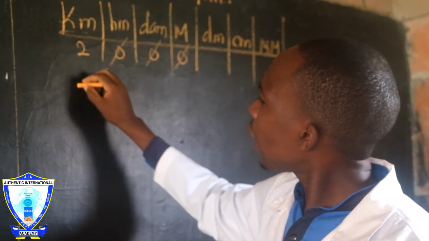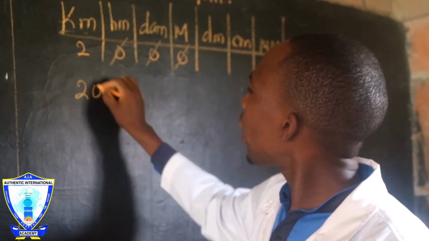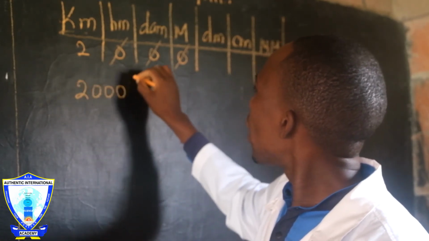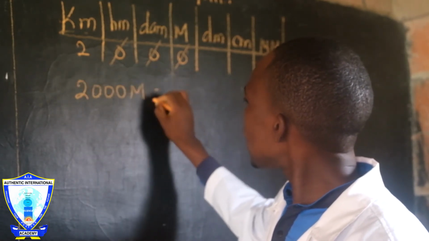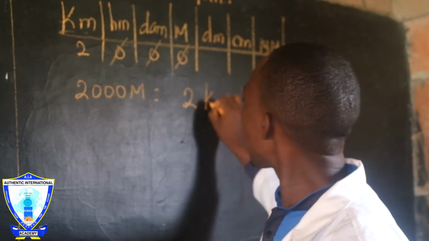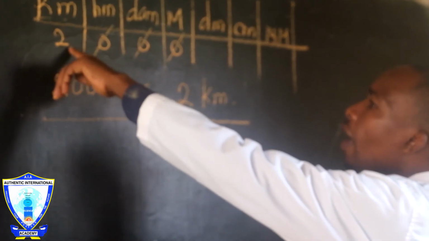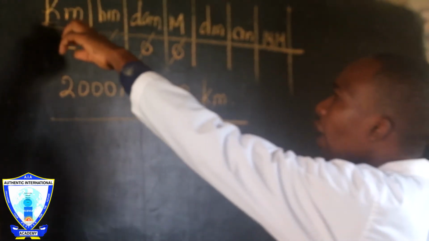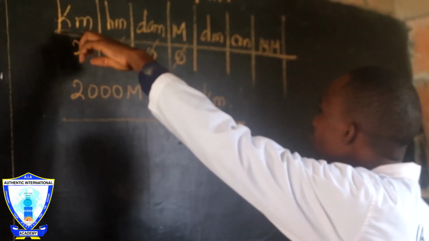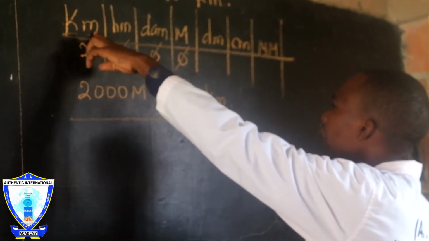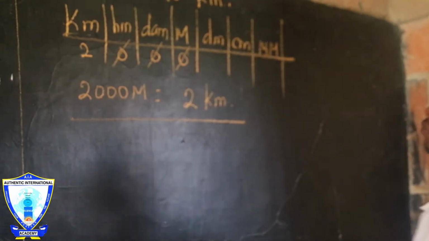So I will say 2,000 meters is the same as 2 kilometers. You can't cross this number under kilometer because the answer required is in kilometers.